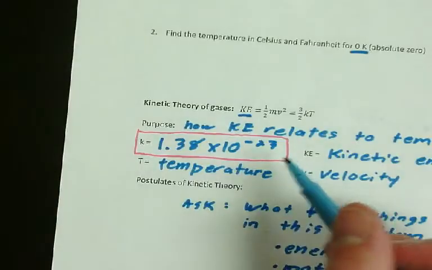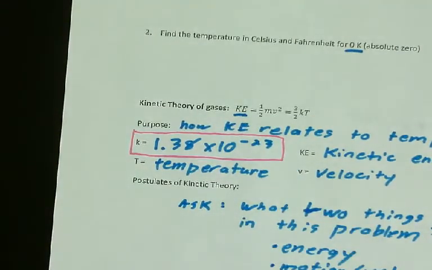You'll notice I did not give you a unit for Boltzmann's constant. There is a unit for Boltzmann's constant. It's really long and nasty, and so I'm not writing it down because it'll confuse you. The unit for Boltzmann's constant is meters squared kilograms over seconds squared Kelvin. So it's not important, so I left it off.